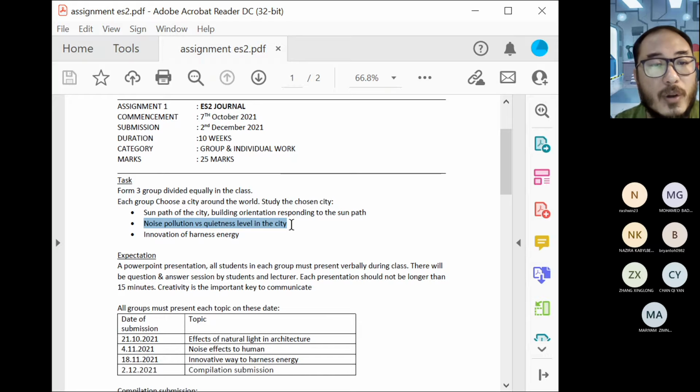Okay, this noise and quietness is actually measured using decibels. I hope you guys take note of this. So decibels is the way to measure quietness or noise, meaning measuring the sound. So you can see the differences from noise to quiet. What is the decibel level in terms of differences?